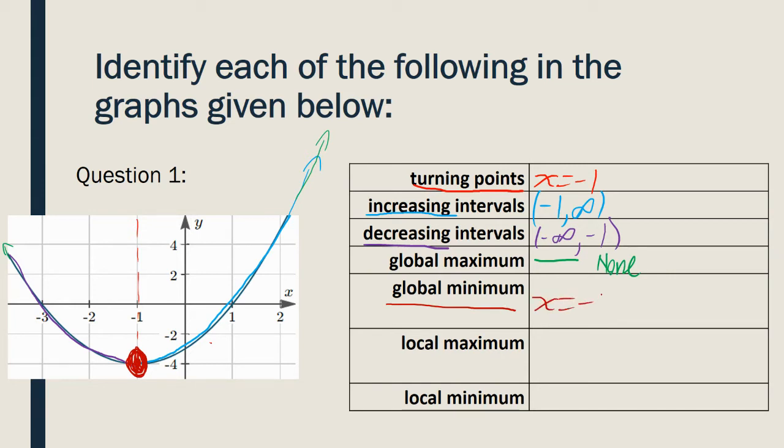X equals -1. That point, if you wanted to write the point, it's going to be (-1, -4), because it's -1 in the x direction, -4 in the y direction. But we're mostly concerned with the x value, because those are the input values for all these different functions. The x values are. So that's my global minimum.